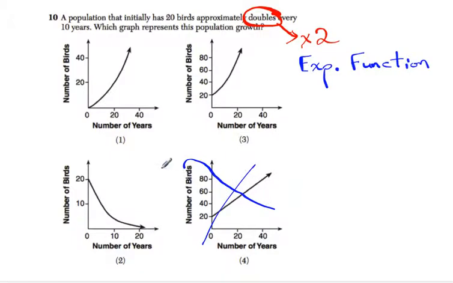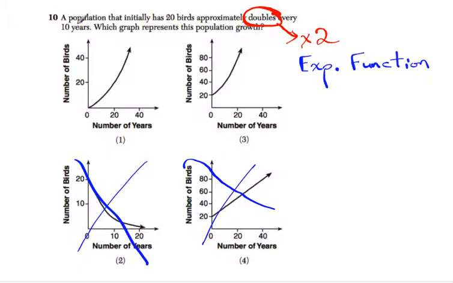We could also eliminate choice 2, just common sense wise here. If you know what the word doubling means, the population shouldn't be decreasing. It kind of looks like an exponential function, but perhaps that would be like 1/2 to the x power, or something like that if you looked more in depth, where the population is getting smaller. So now we're between choice 1 and 3. And they're both exponential. They both seem to have the same general shape.